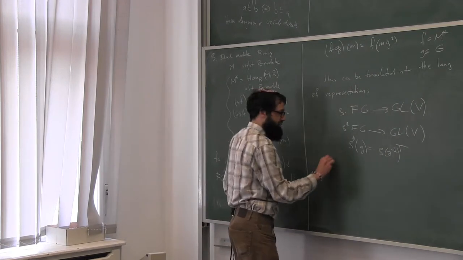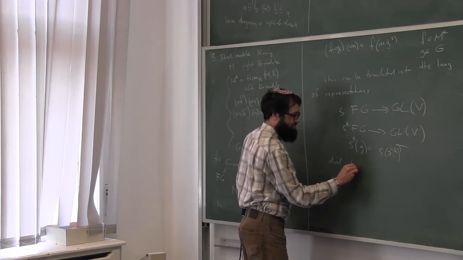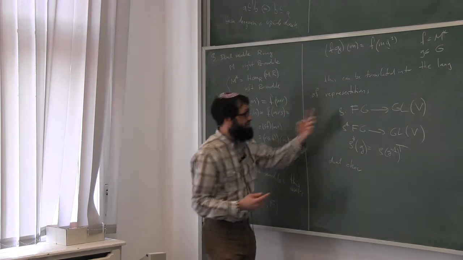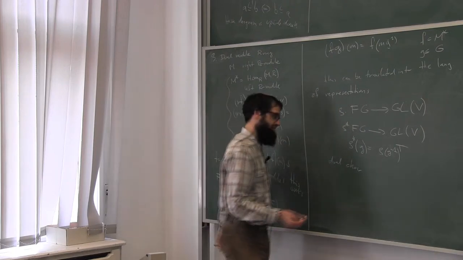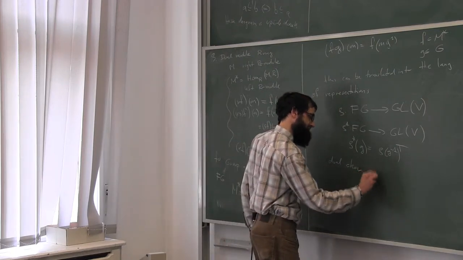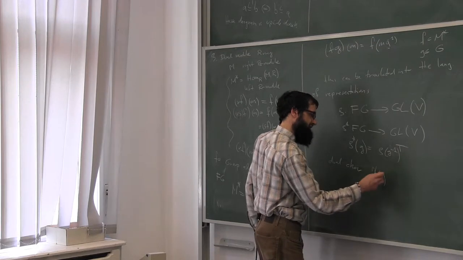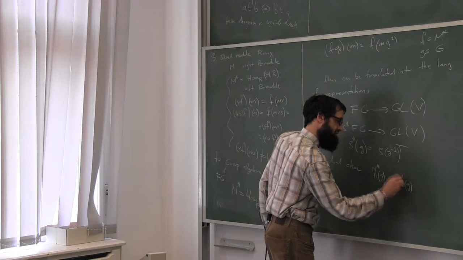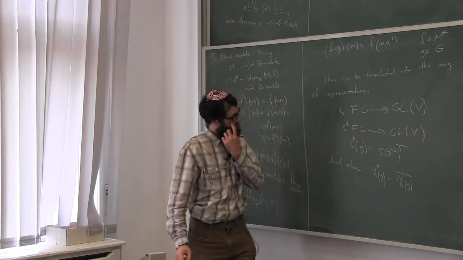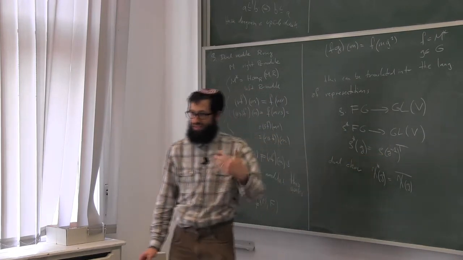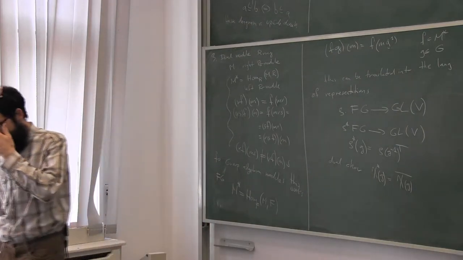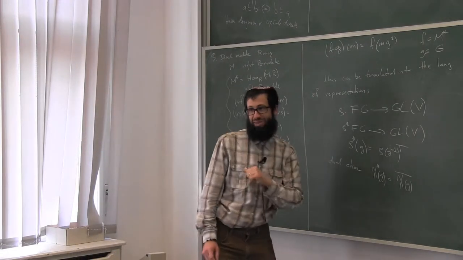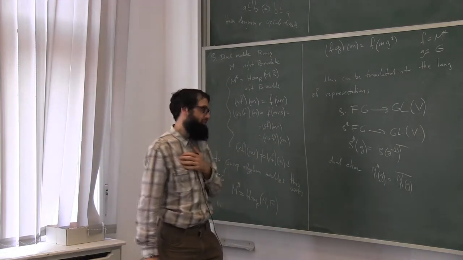And similarly, the dual character corresponding to the representation, which is just the trace in case F is the field of complex numbers, so chi star of G is chi of G bar. Because the inverse has eigenvalues that are the inverse roots of unity, which is the same as the complex conjugates of the roots of unity.